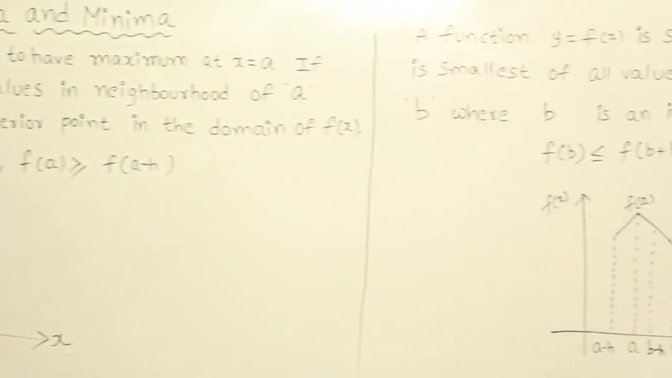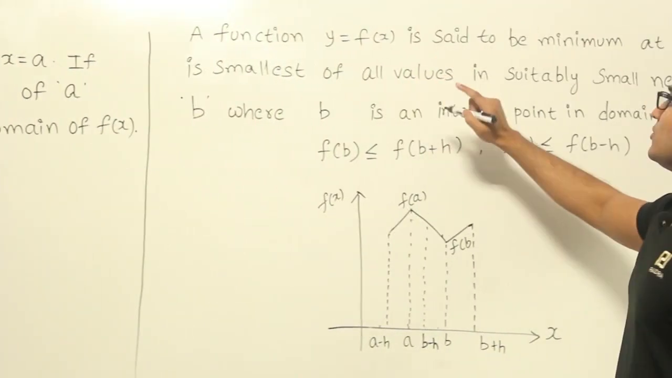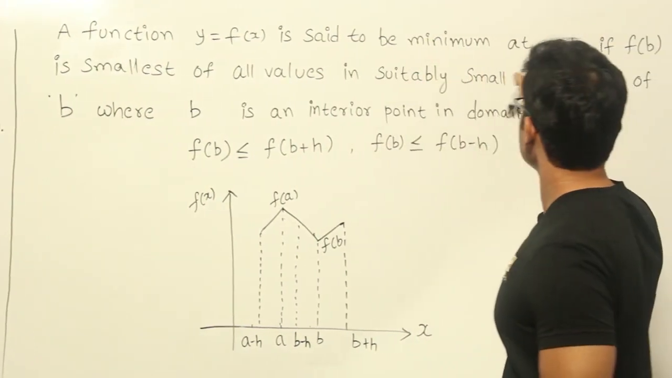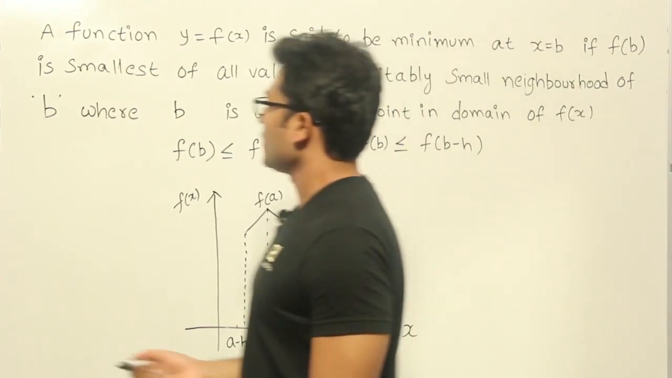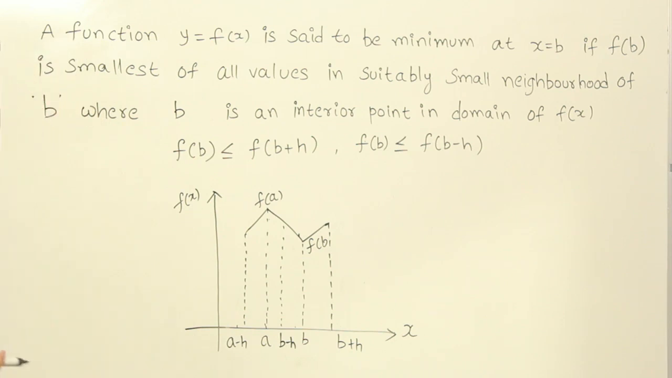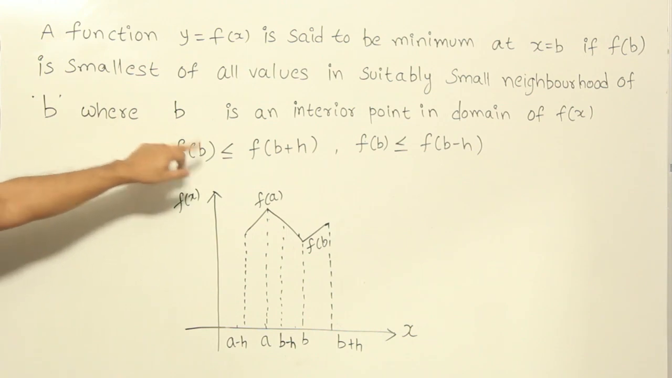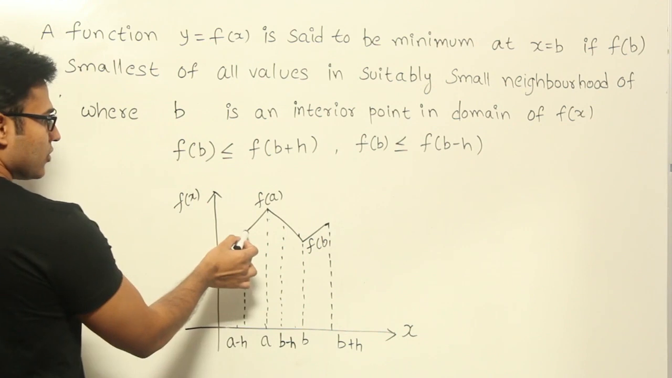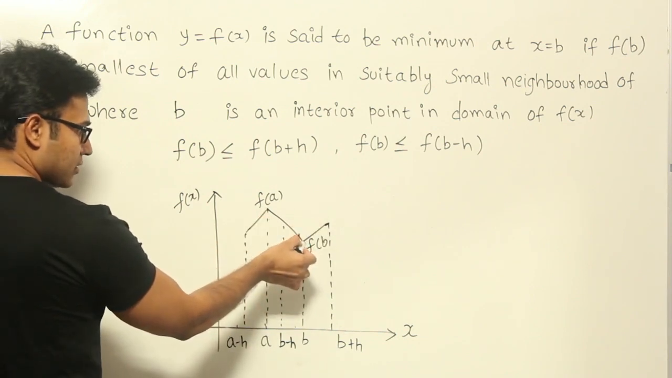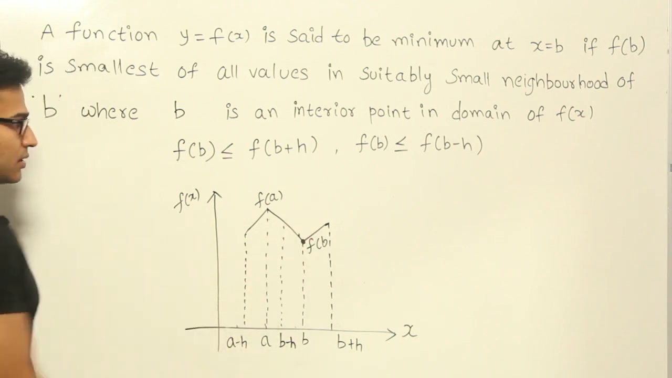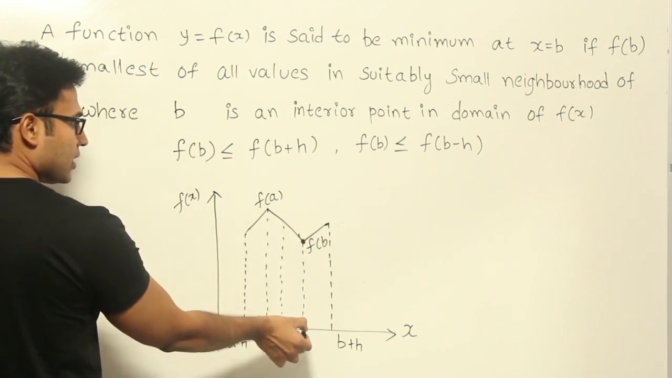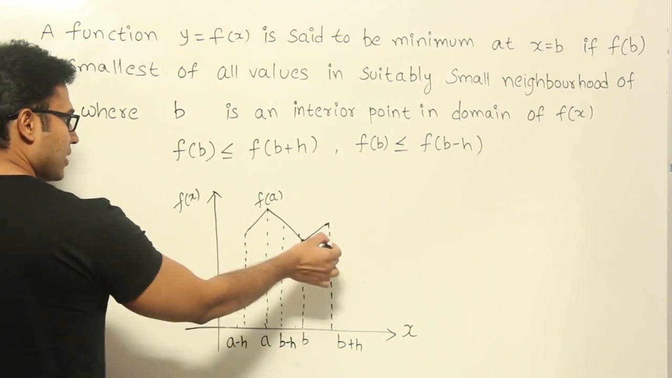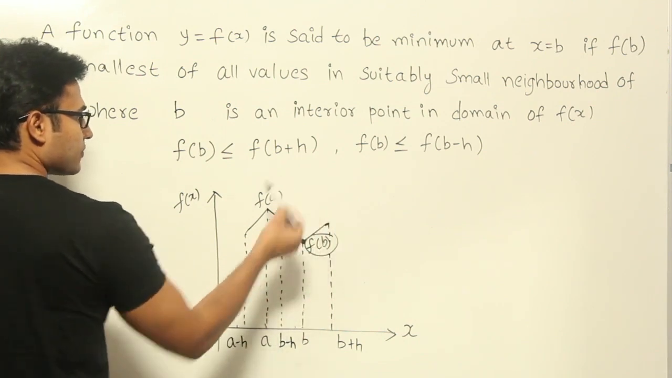And now if we talk about the minimum, a function y equal to f of x is said to be minimum at x equal to b if f of b is the smallest value in a suitably small neighborhood of b, where b is an interior point in the domain of f of x. So what they are trying to say is, if you look at this function, at this point, this is the least value of the function, which means at a point b the value of the function is least, and that value is actually f of b.